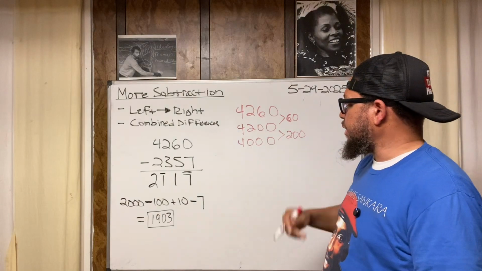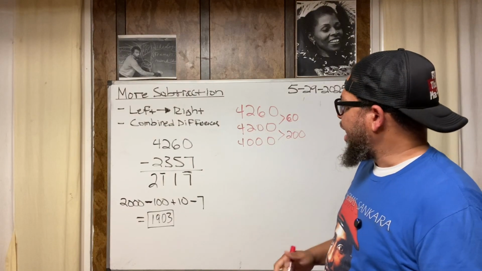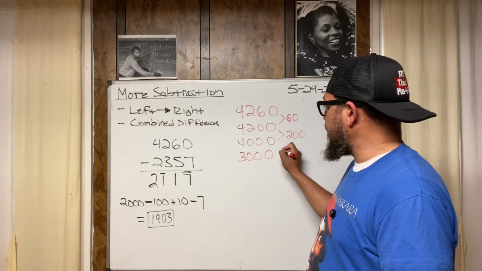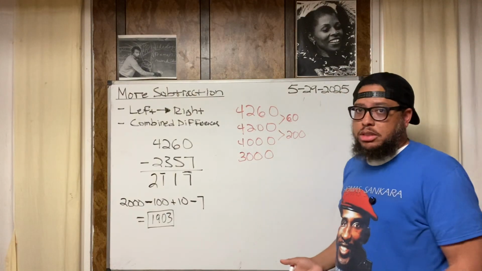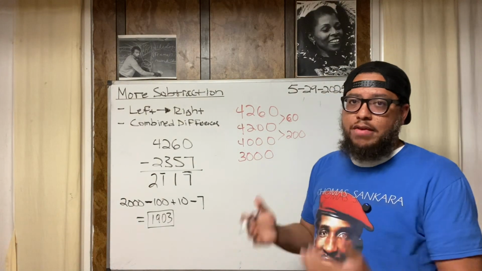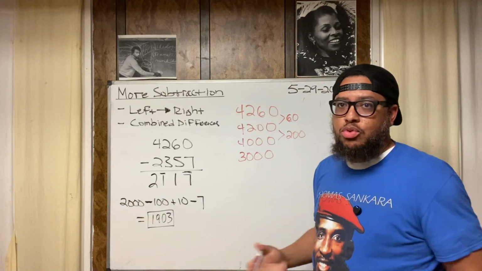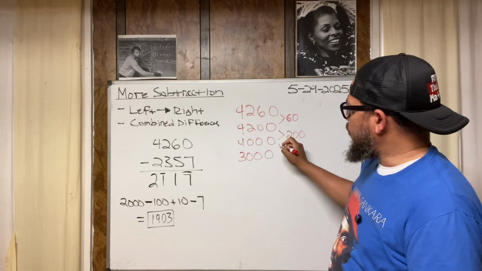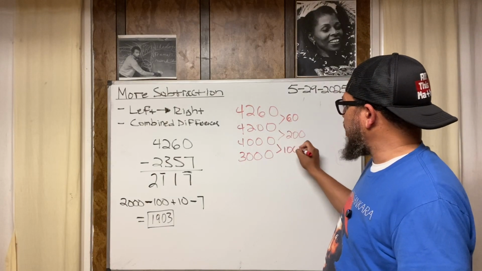All right. Now the next thing I'm going to do, I'm going to go down to 3,000. Why? Because it ends in zeros. Now, is that the only option? No. With this method, you have options. You could pick different numbers, whatever's easy for you. This makes sense for me. So 4,000 minus 3,000 is going to be 1,000.